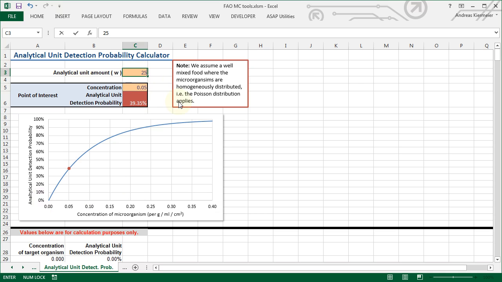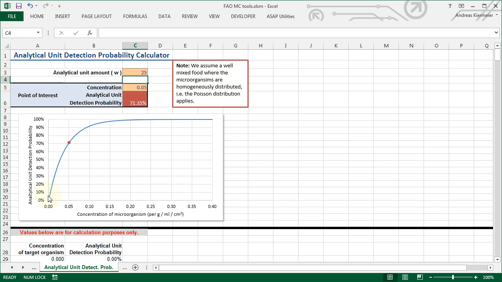If we increase the amount to 25 grams, we see again a similar shift upwards, and the analytical unit detection probability will be higher across the range of concentrations. At a concentration of 0.05 CFU per gram, we're now dealing with 71% chance of capturing and detecting the microbe.